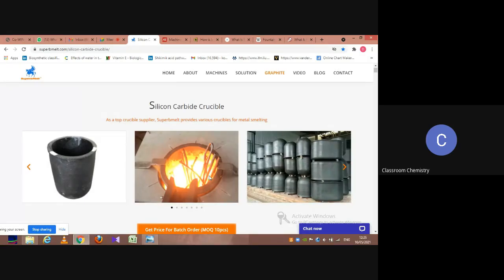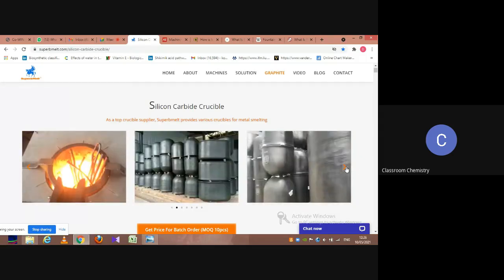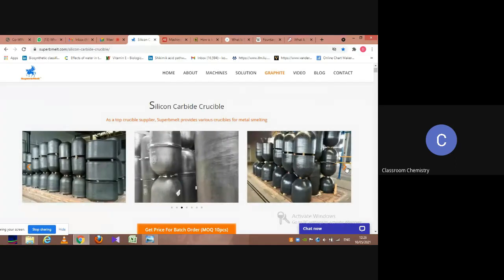Foundry industry means where you can melt metals. Okay, and then these molten metals are given a particular shape for the proper size and for proper application. For the melting purpose, we need this crucible. Okay, so you can see that different pictures are there and different silicon carbide crucibles are there.